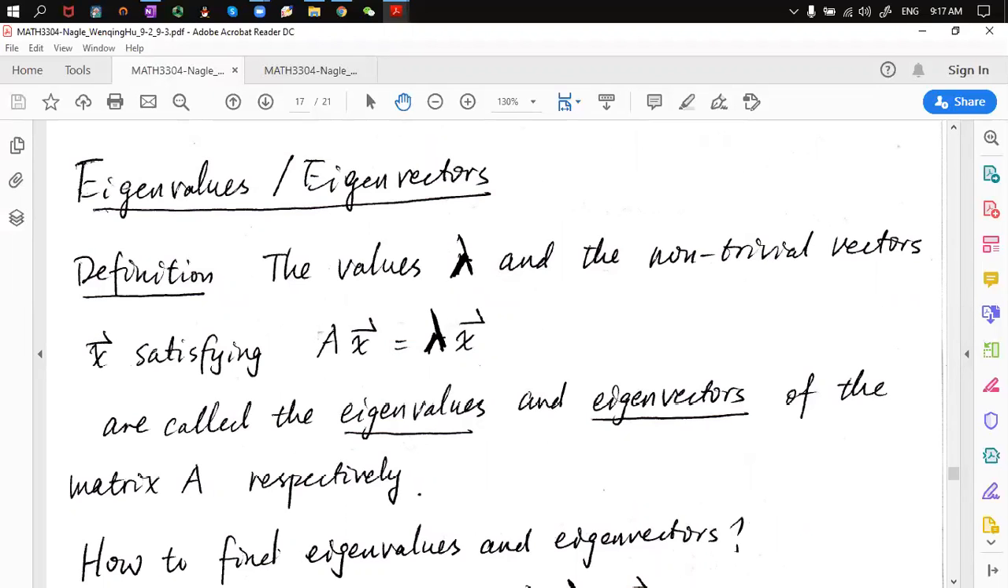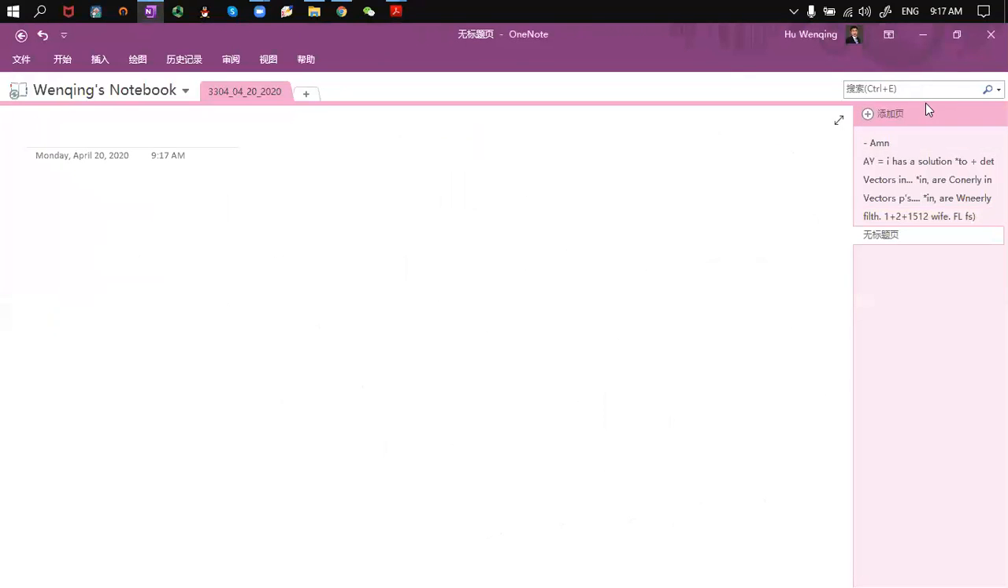Now I'm going to talk about a very important algebraic notion that you will use in the final. Remember, this will be very important for your final exam. The very important thing for your final exam is about so-called eigenvectors. So eigenvalues and eigenvectors.